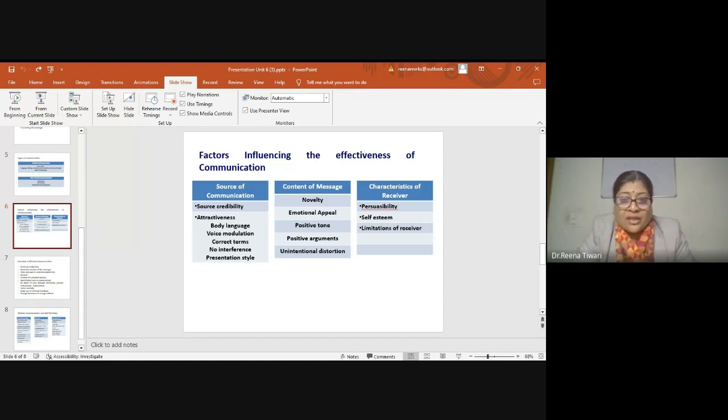Even if you are not able to ask the question in a particular manner, and I'm not able to understand the kind of pronunciation or the word, again, that is a limitation. The limitations can be from both sides, from the source of communication to the receiver too. So these are the different factors which influence the effectiveness of a communication: the source, the content, as well as the characteristics of the receiver too.